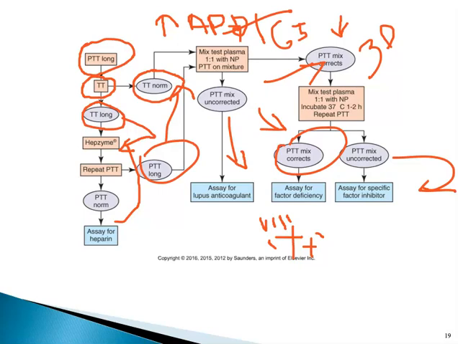Okay, so let's go back to the lupus anticoagulants that we talked about before. So in the case in which we are right over here, we did a mixing study and we ran it and it didn't get corrected. We don't do anything more. We sort of suspect that there's a lupus anticoagulant. So the next step is to go ahead and run that lupus anticoagulant screen and confirmation tests.